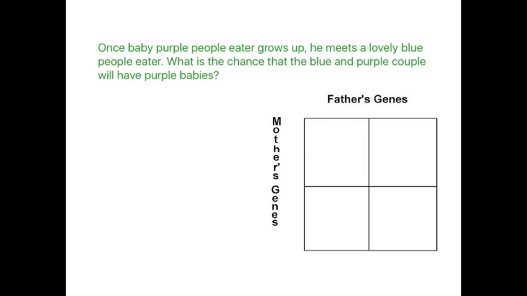Let's practice. Once a baby purple people eater grows up, he meets a lovely blue people eater. What is the chance that the blue and purple couple will have purple babies? So we need to see the baby people eater is a boy, and he has a blue mate. So the mother's going to be blue, so she's going to have big B, big B. The baby purple people eater has RB, because the red and blue make purple. So we'd have to see together what they could have.